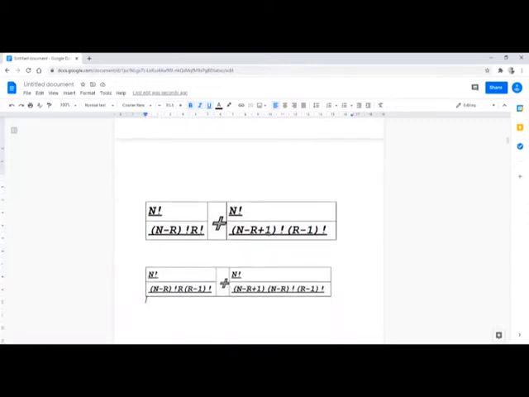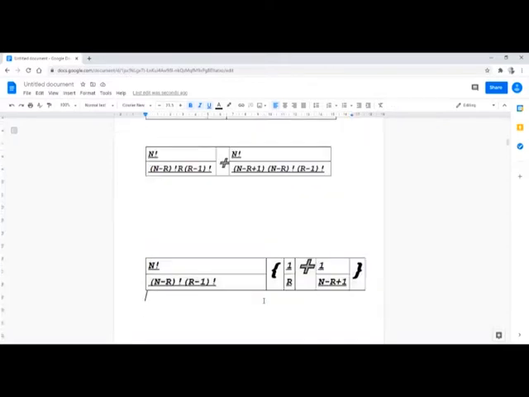So the next step is we represent r factorial as r into r minus 1 factorial, and we represent n minus r plus 1 factorial as n minus r plus 1 into n minus r factorial. And the next step is n factorial by n minus r factorial into r minus 1 factorial. We take this as common among both and put the remaining in brackets. What remains is 1 by r here and 1 by n minus r plus 1 here.